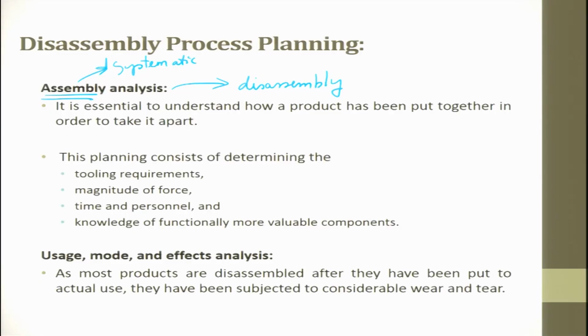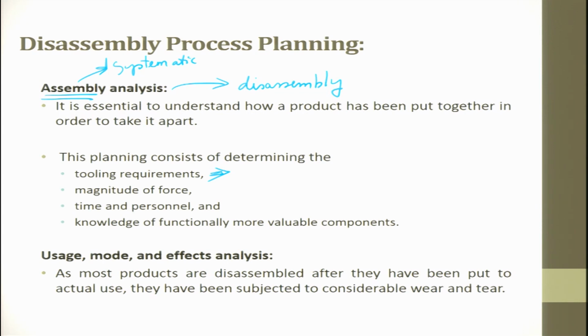So, if disassembly has to be efficiently done, the assembly has to be systematically done. It is essential to understand how a product has been put together in order to take it apart. This planning consists of determining the tooling requirements, which is very important. Many a time we damage a very good part or a very good product because we do not have the tools.